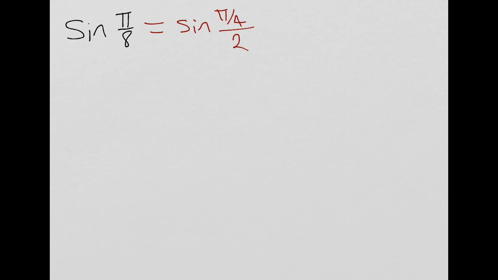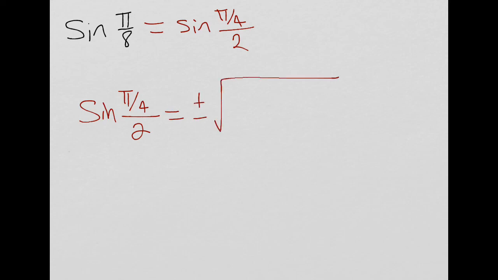So, using my half-angle identity, sine of pi over 4 over 2 should be equal to plus or minus the square root of 1 minus the cosine of pi over 4, over 2. And then it's the sine function. This angle lies in the first quadrant. So I know it's going to be positive, so I can throw the minus out. And now I just need to finish computing this.